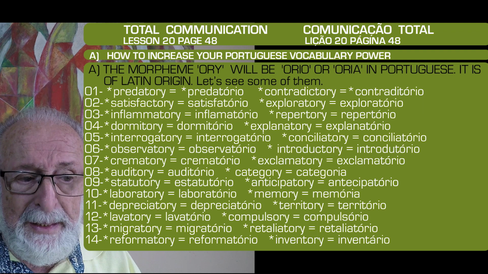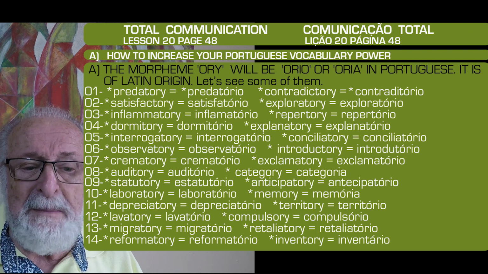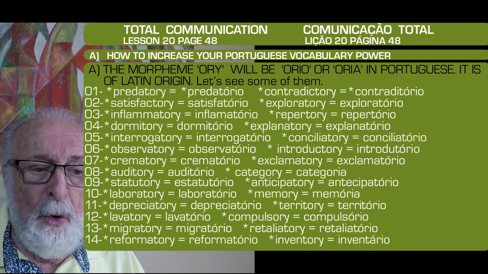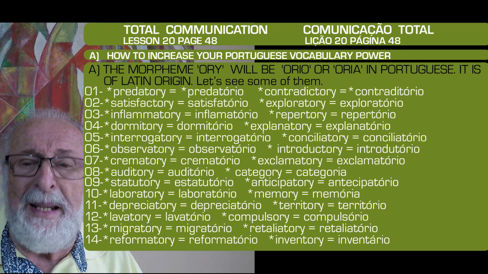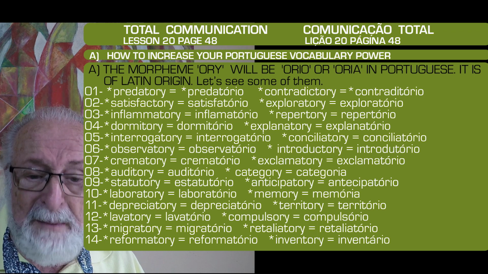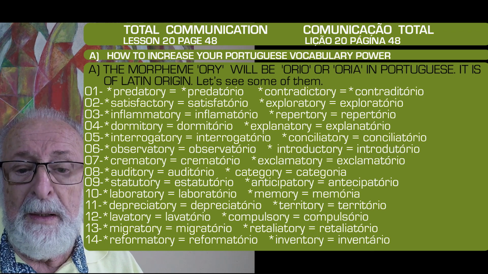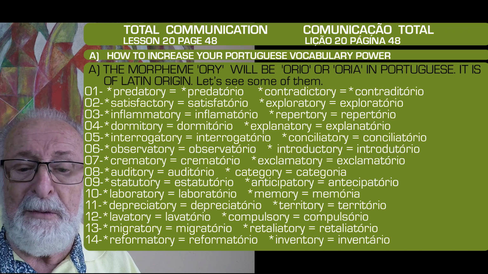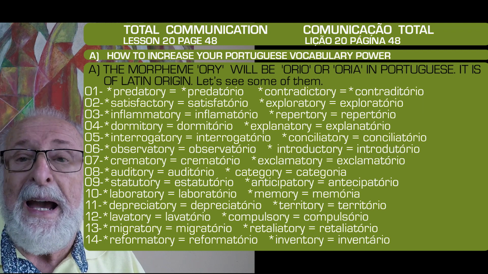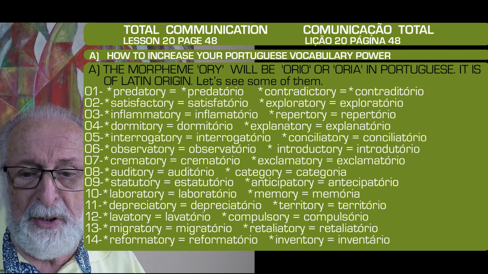In line 3, we have inflammatory. Inflammatory is inflamatório. We drop one M, okay? Because in Portuguese it's not necessary, so we say inflamatório. In the same line, we have repertory. Repertory is repertório in Portuguese.